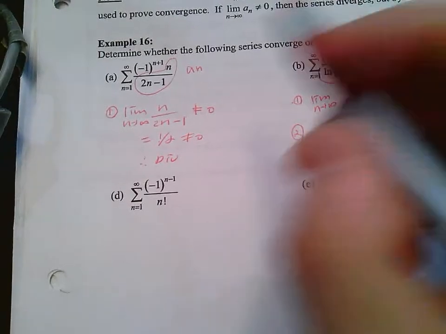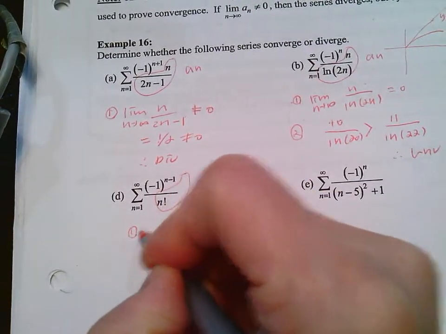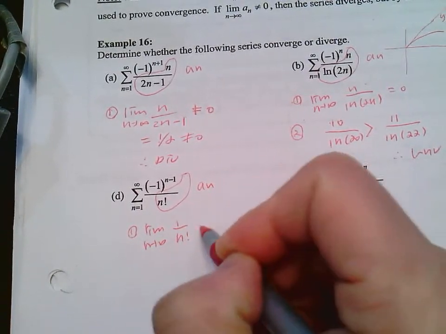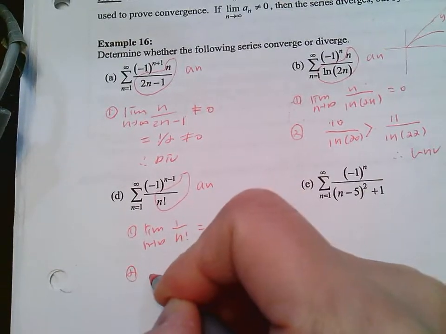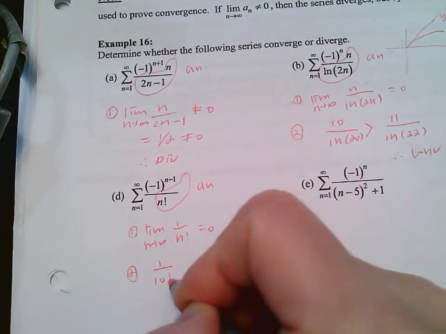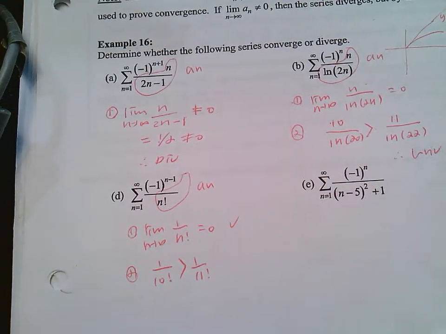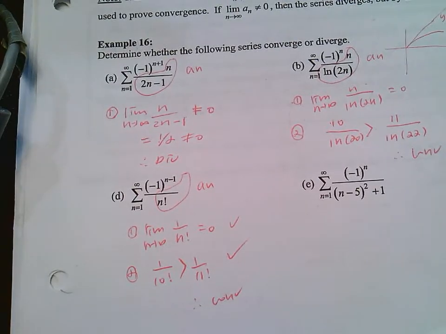Let's try the next one. Again, this is my a sub n. Number 1, the limit as n approaches infinity of 1 over n factorial is 0. And number 2, let's choose 1 over 10 factorial and 1 over 11 factorial. We know 1 over 10 factorial is greater than 1 over 11 factorial, so yes, it converges.